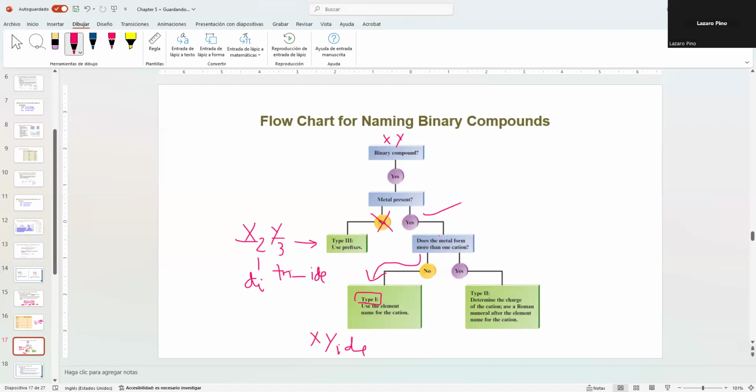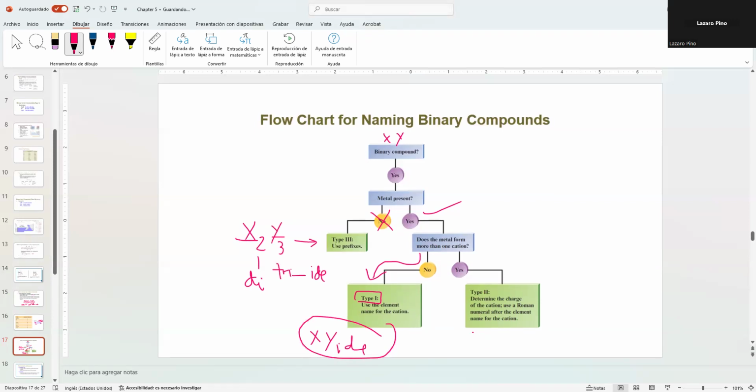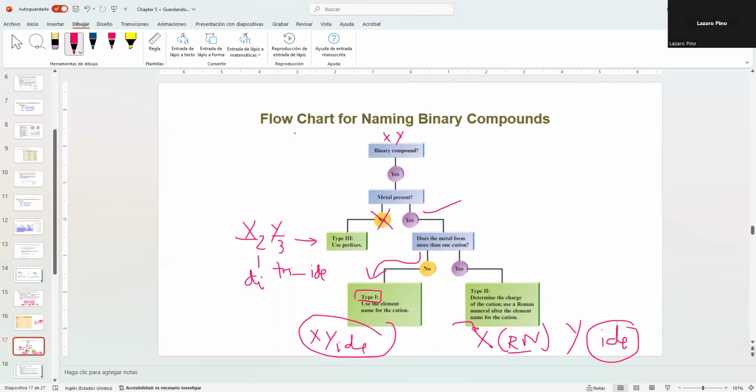Well, does the metal form more than one cation? Then we follow the same rule as this, except that we have to put into parentheses, using a Roman numeral, the charge of the cation. And then the anion always ends in "ide." Then you can follow this chart in order to name binary compounds.